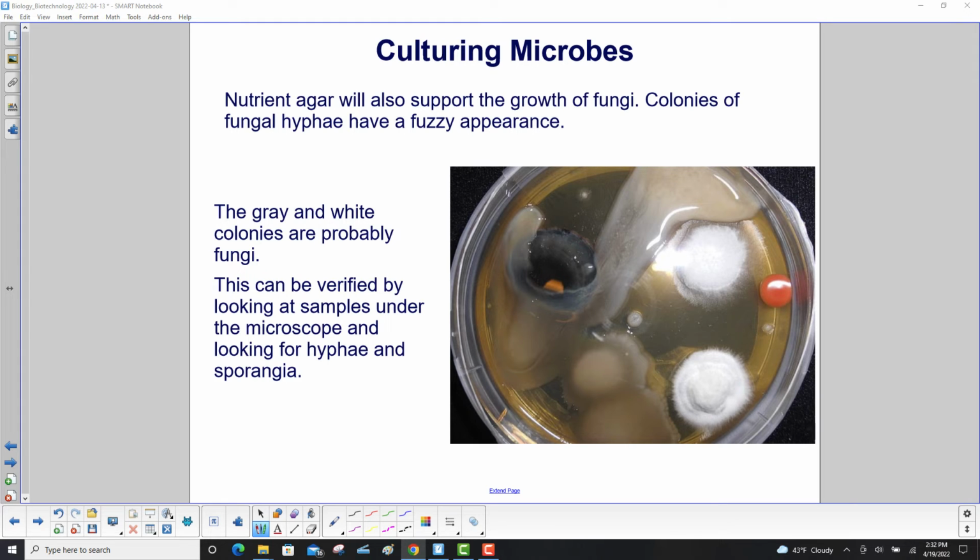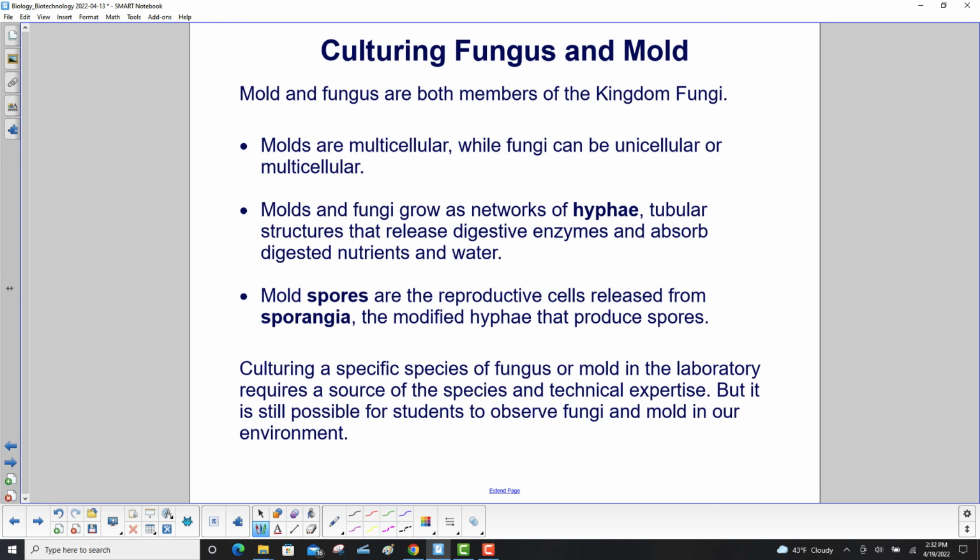Nutrient agar will also support the growth of fungi. Colonies of fungal hyphae have a fuzzy appearance. It's over here. The gray and white colonies are probably fungi. This can be verified by looking at samples under the microscope and looking for hyphae and sporangia. Mold and fungus are both members of the kingdom fungi.